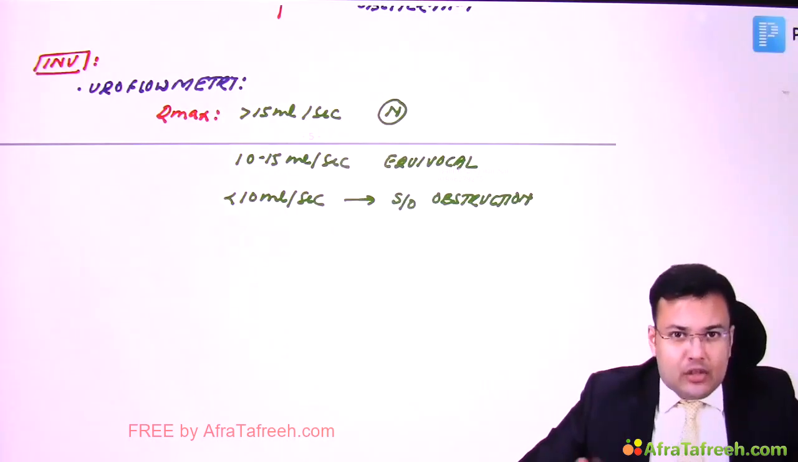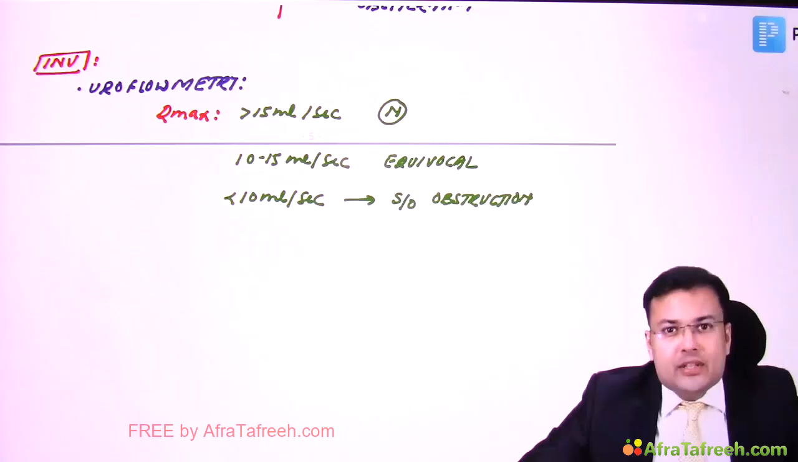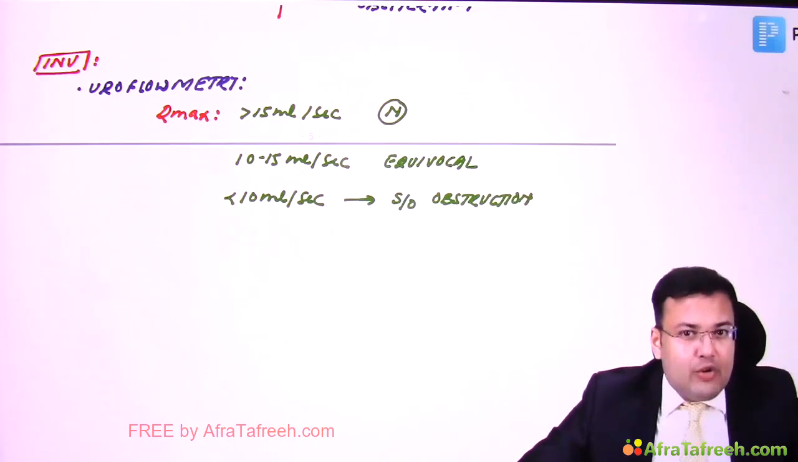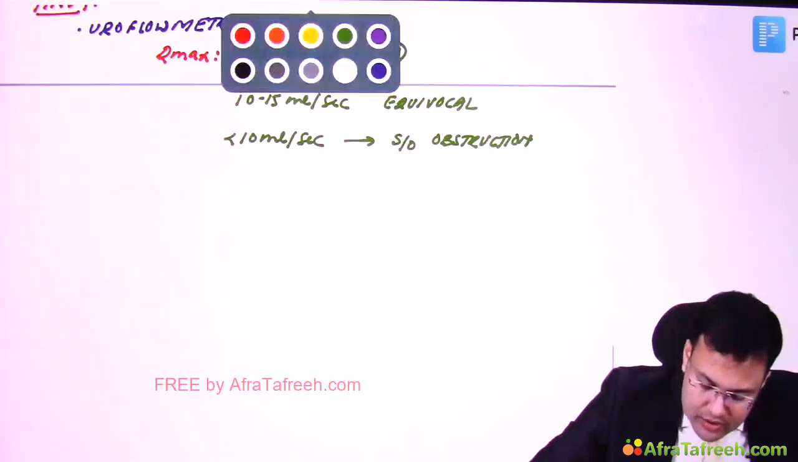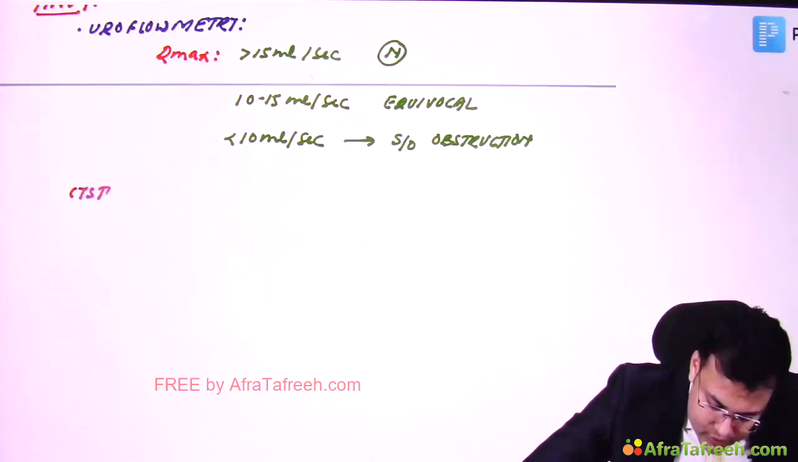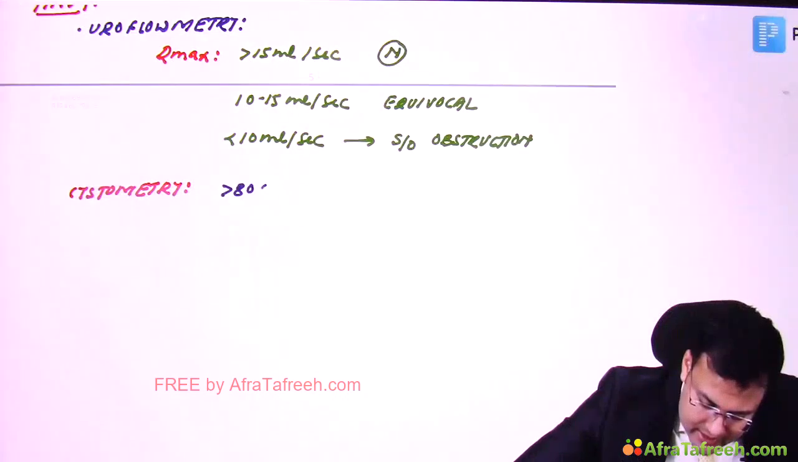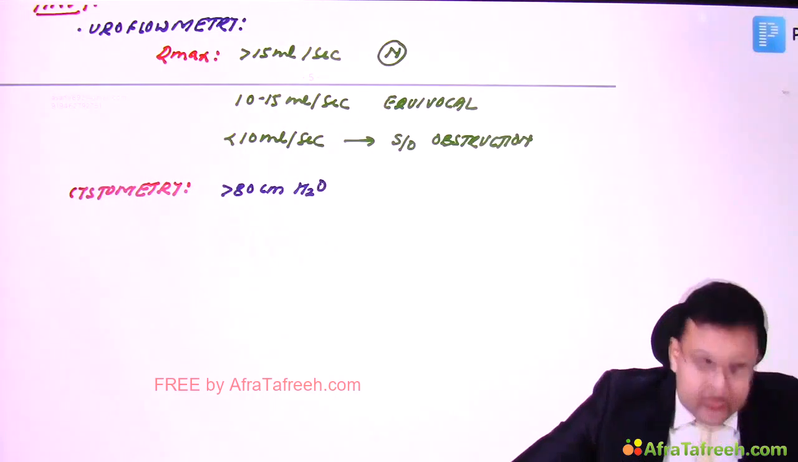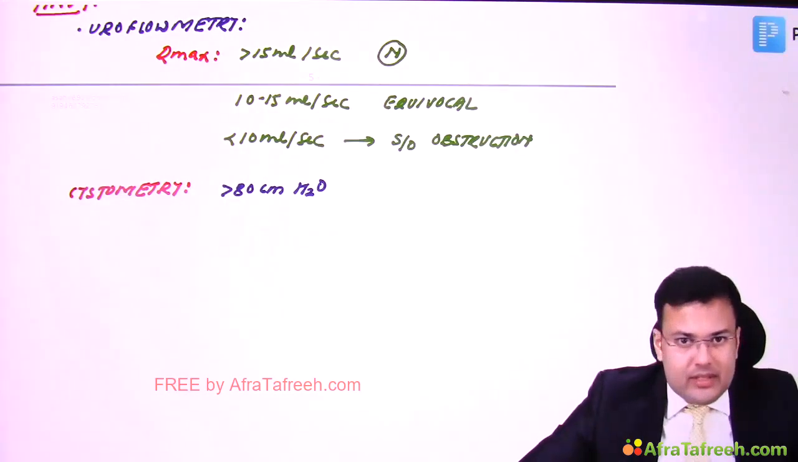So the basic difference between BPH and neurogenic bladder is the bladder pressure. How can we easily differentiate these two conditions? We can measure the bladder pressure. The name of investigation is cystometry: cysto means bladder, metry means measurement. So to differentiate BPH from neurogenic bladder, we go for cystometry. On cystometry, if the bladder pressure is more than 80 centimeter H2O, it means it is BPH.